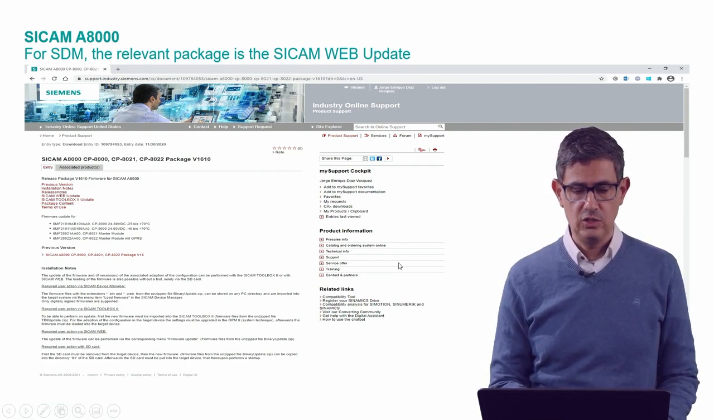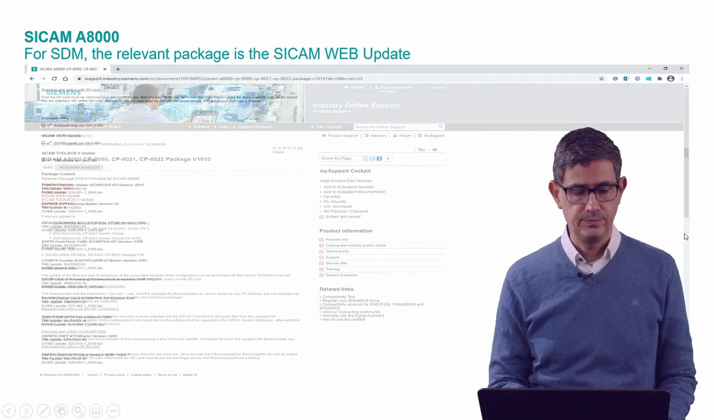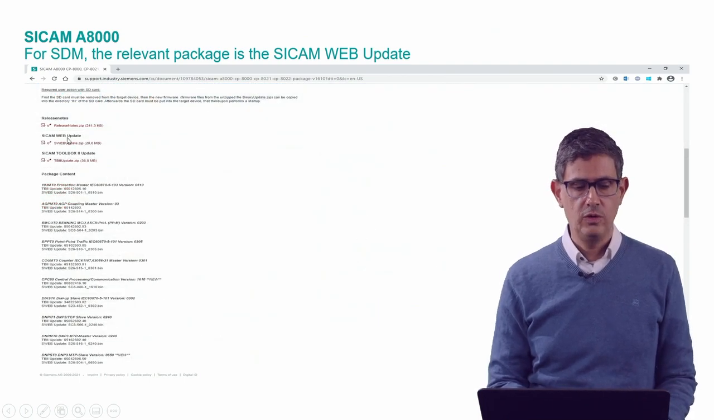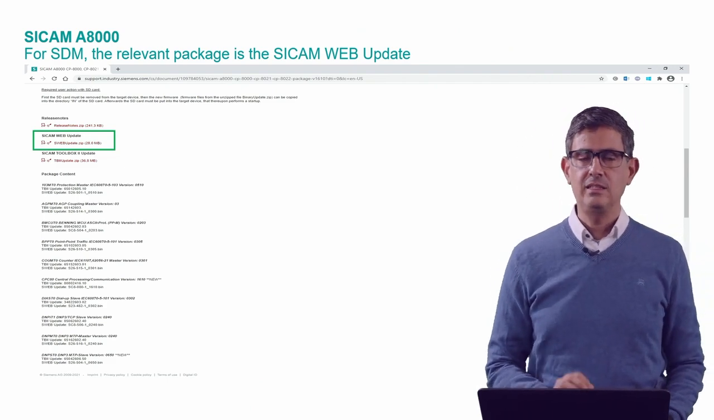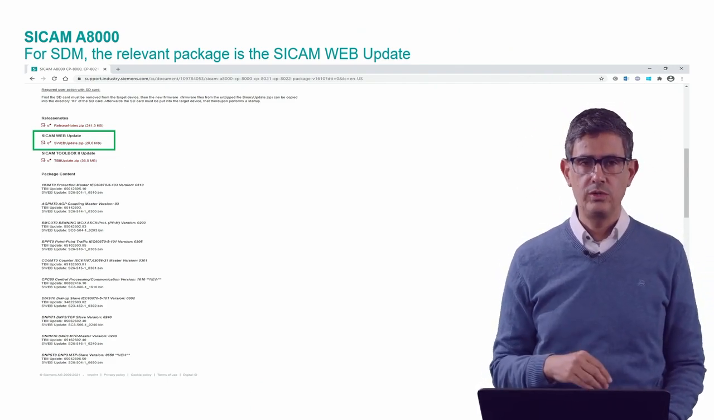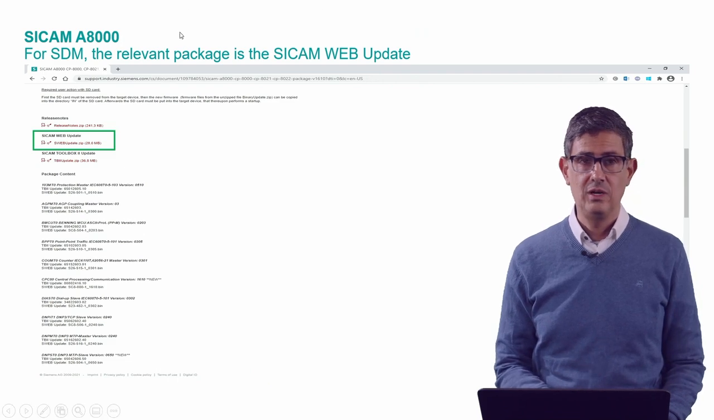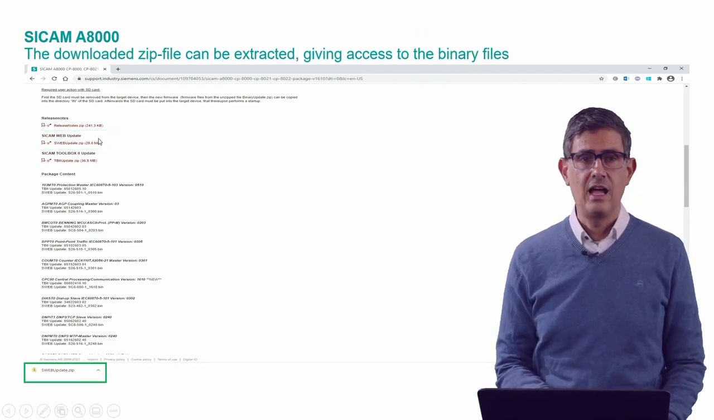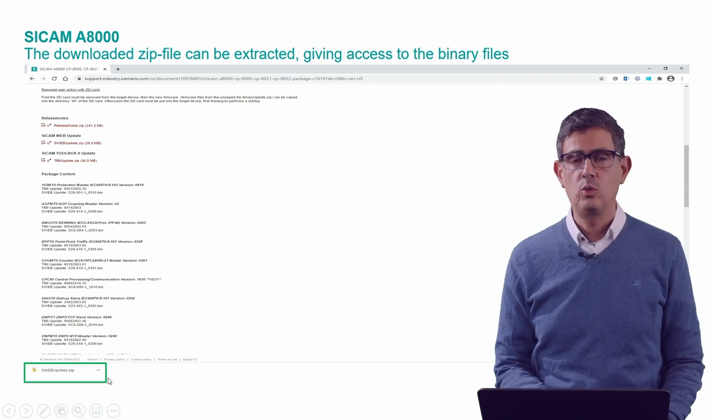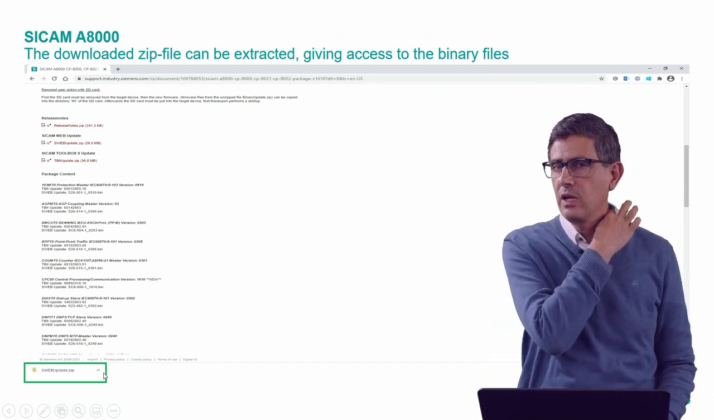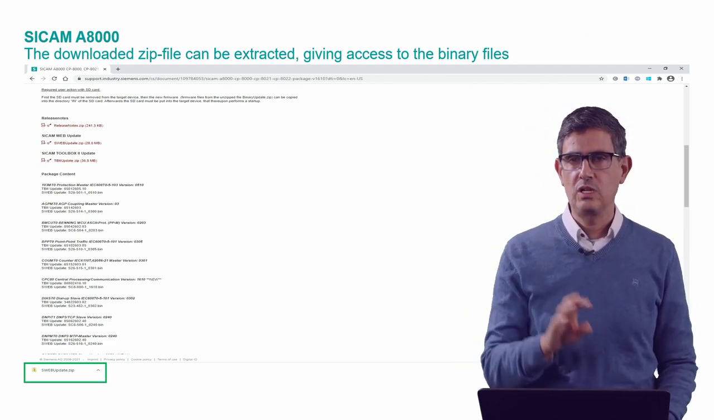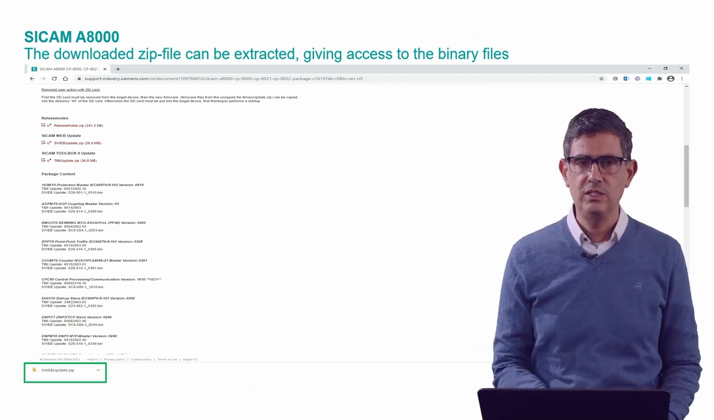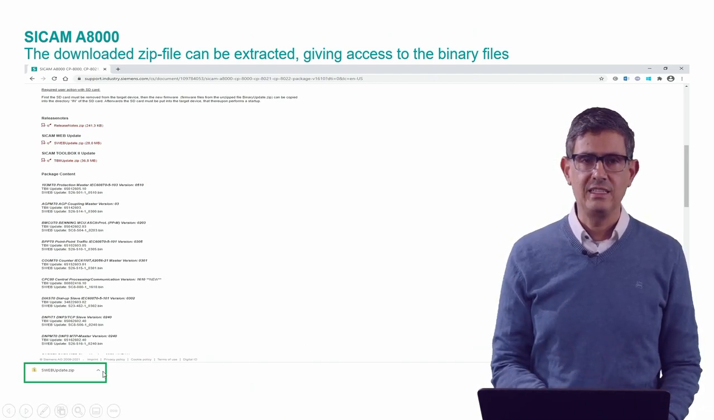There you can just scroll down and look for the SICAM web update. This is a link to download the firmware. You click there and then it will be downloaded in your browser. Somewhere, maybe in the download folder, or maybe you can configure your browser to tell it where it will be downloaded. It is normally a zip file.